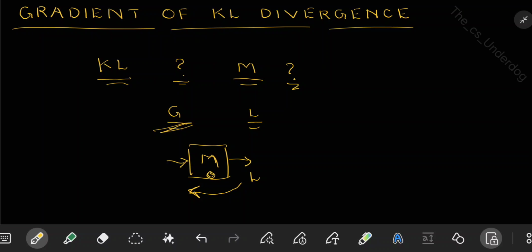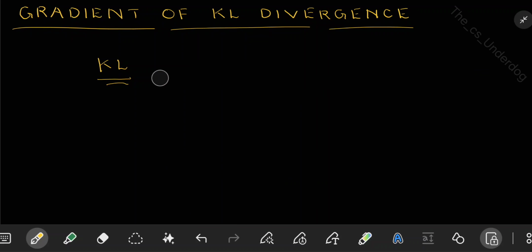So let us say you are using gradient descent as an optimization algorithm. That is where the gradient comes in handy. Let us see how to find the gradient of KL divergence.